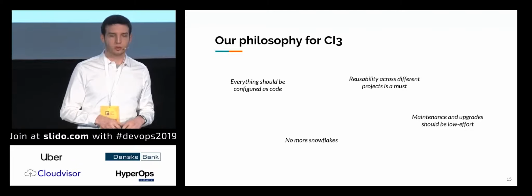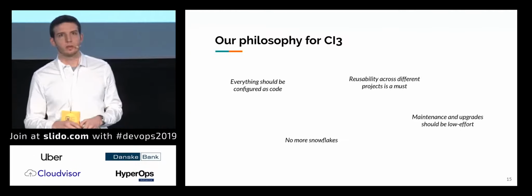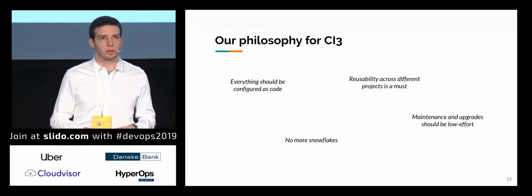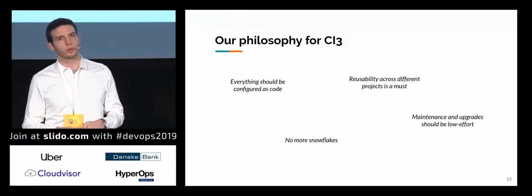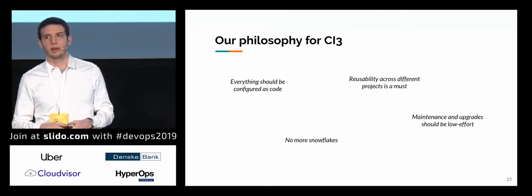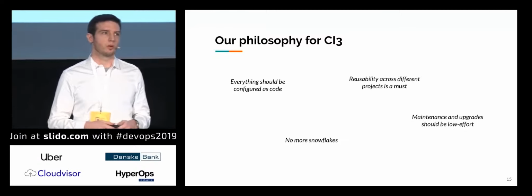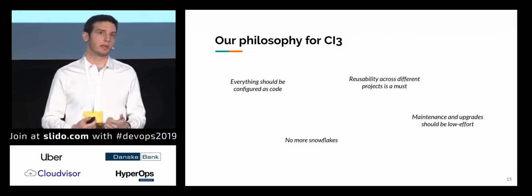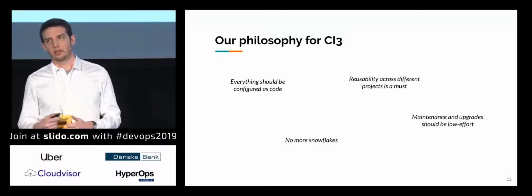Maintenance and upgrades should be low effort. We didn't want to spend much time upgrading Jenkins and upgrading the plugins. It should be a process that's easy to do, that we can do regularly, because we want to try to keep up to date and not lag too much behind. But it's not something that should take you a day to update one Jenkins. And you should be able to do it for all the Jenkinses at the same time in a time-efficient way.